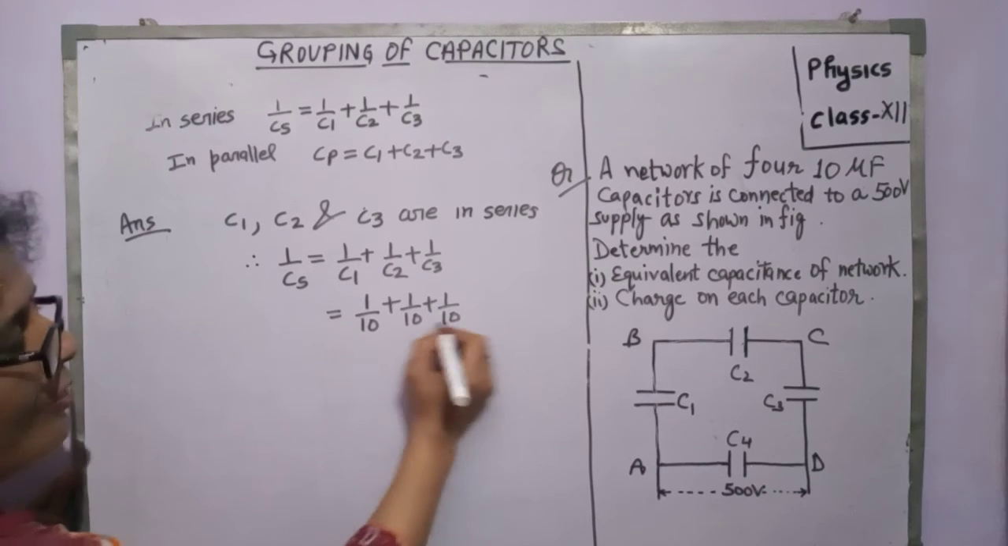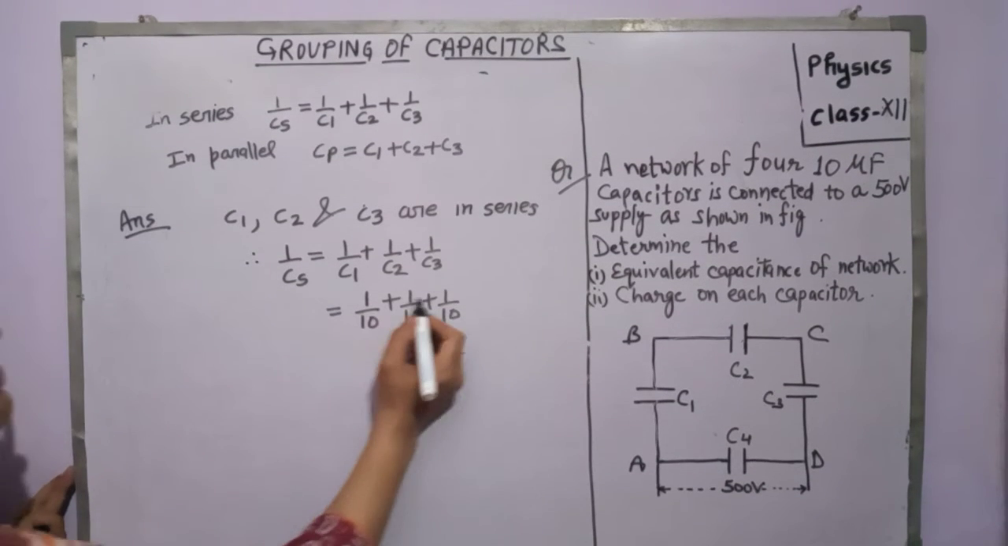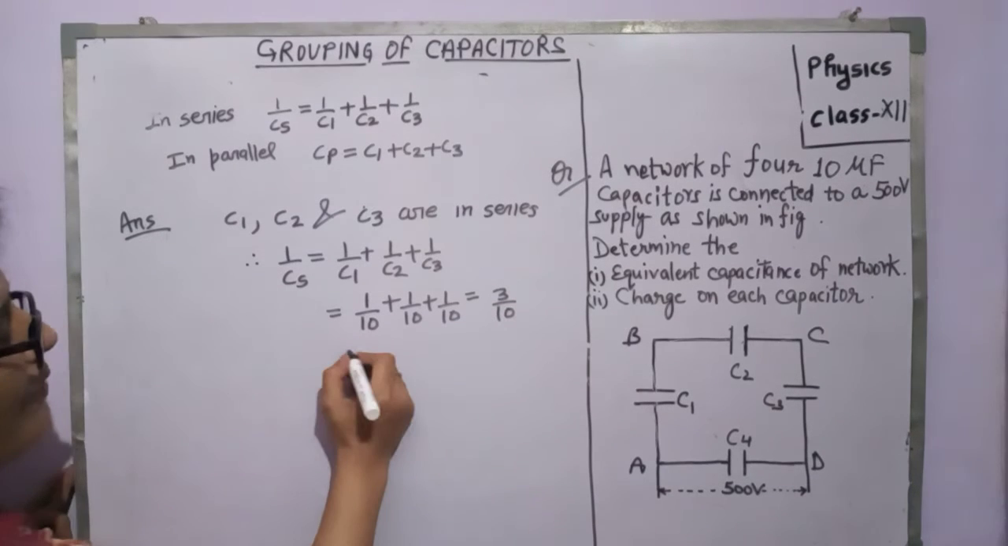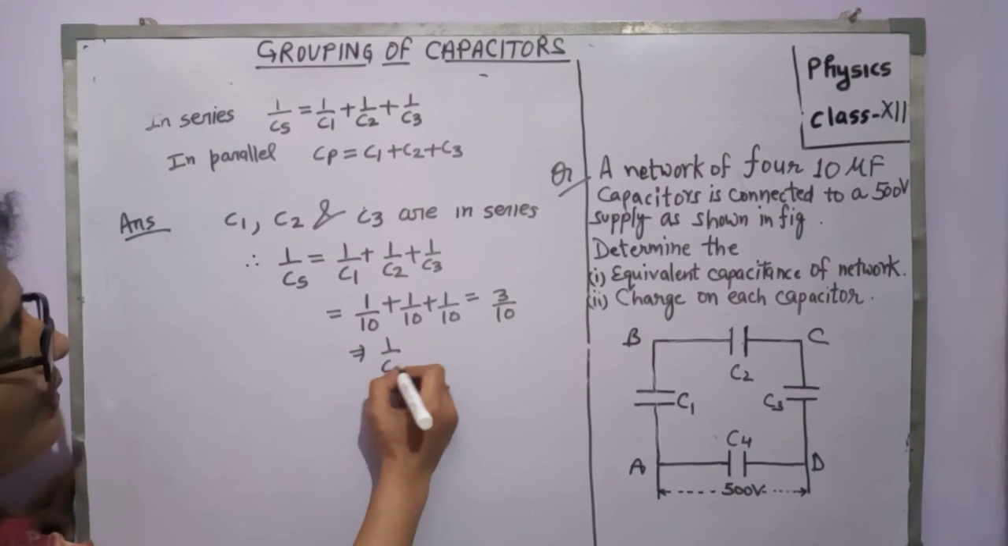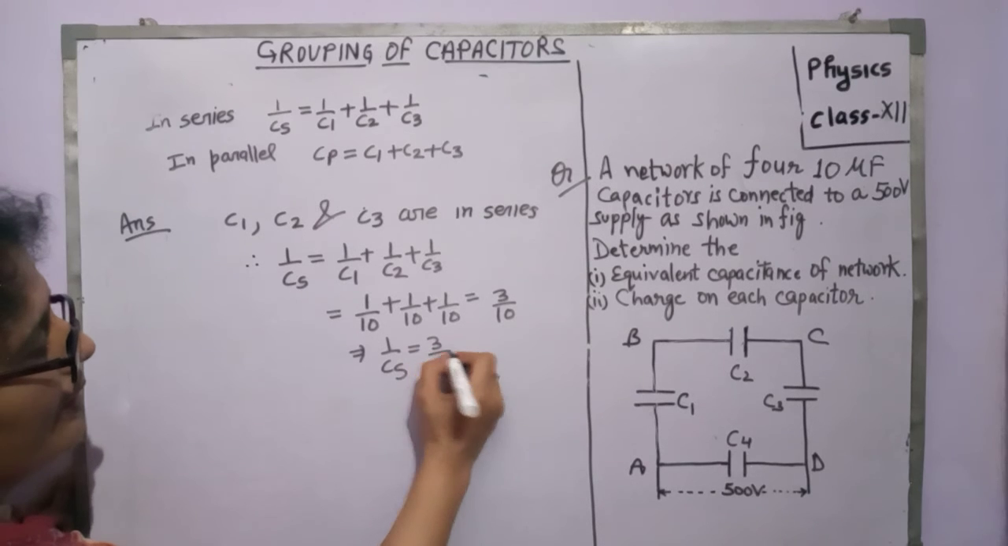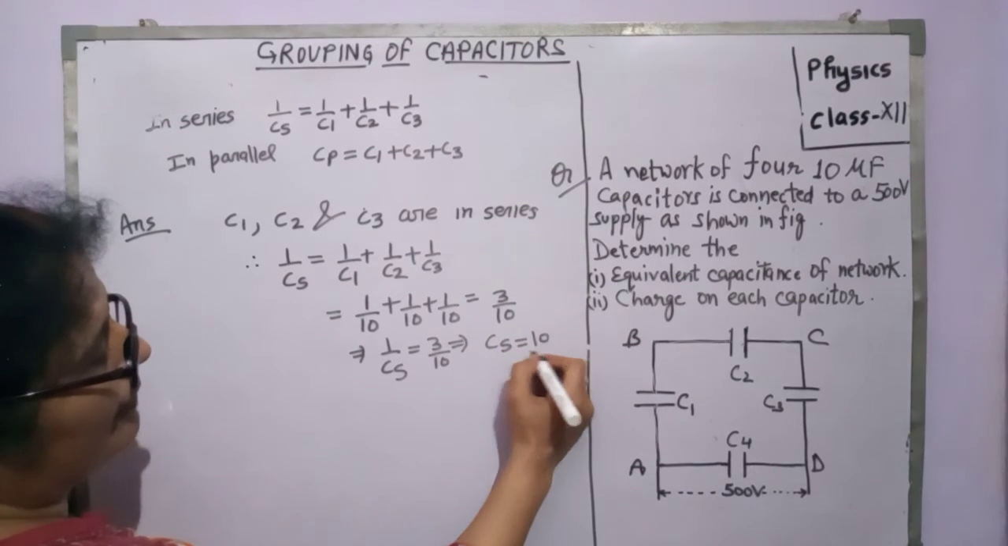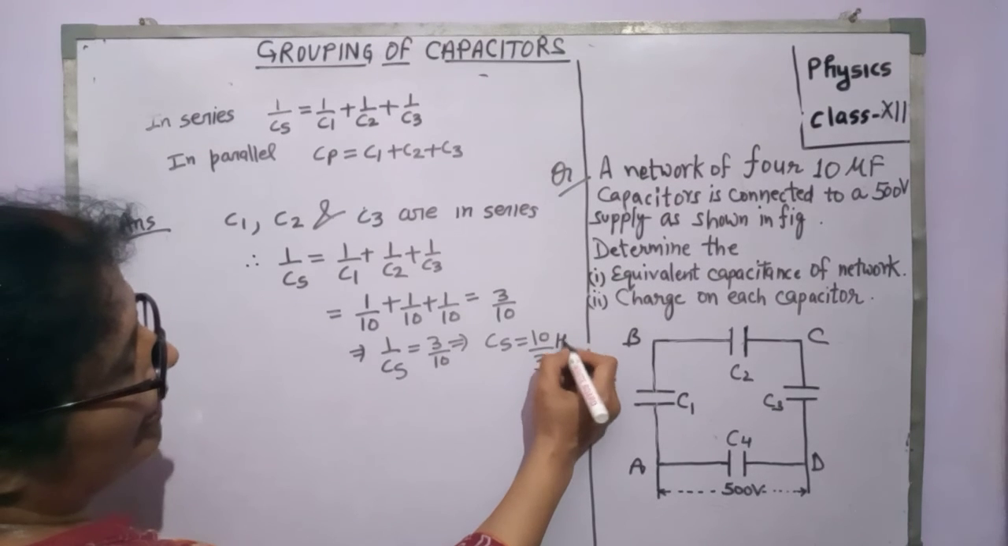1 by 10, the denominator is same. 1 plus 1 plus 1, that means it becomes equal to 3 by 10. Now we can write here 1 upon Cs is equal to 3 by 10. That means Cs is equal to 10 by 3. What is its unit? Microfarad.